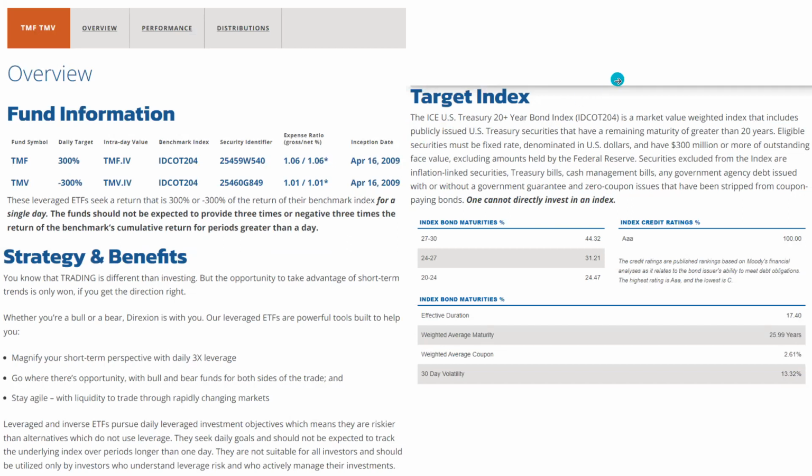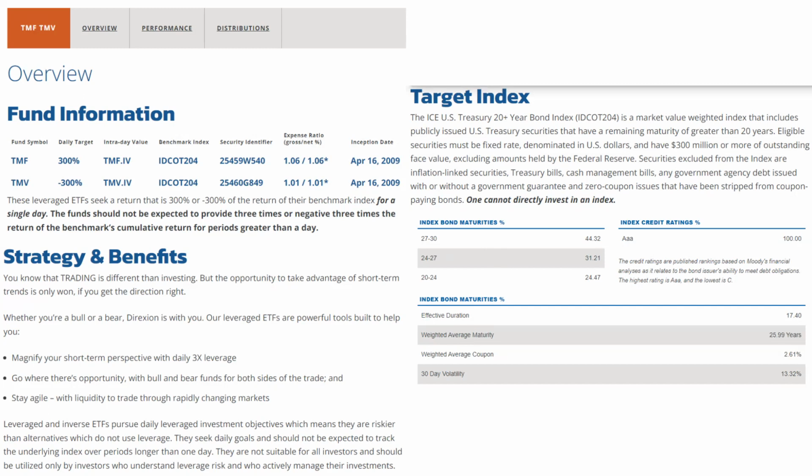All right. So you can see the index bond maturities are 20 to 24, 24 to 27, and 27 to 30. Okay. And you can go in here, and one of the reasons and strategies you would do this is because you're trying to magnify your short-term perspective with daily 3x leverage. And you can go where there's opportunity with bull and bear funds for both sides of the trade. Obviously in today's video, we're talking about the bull side, with TMF.